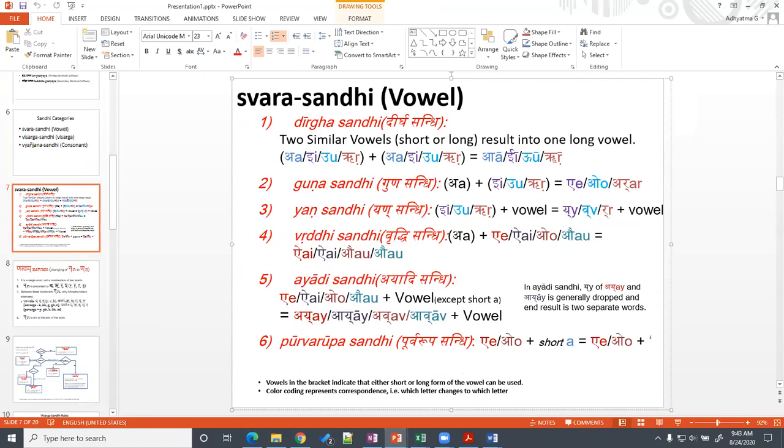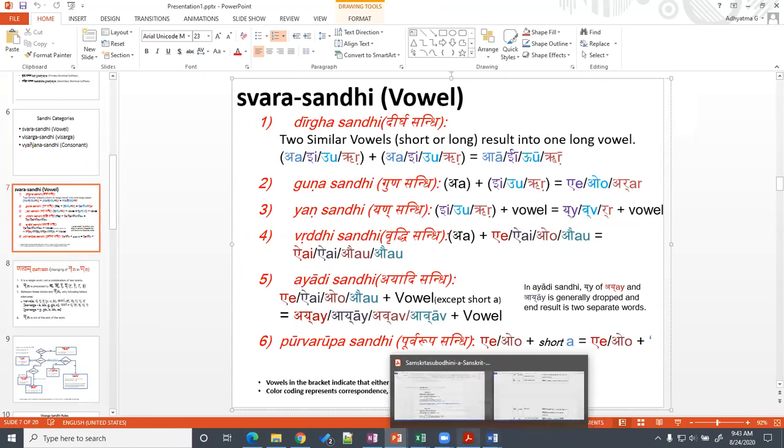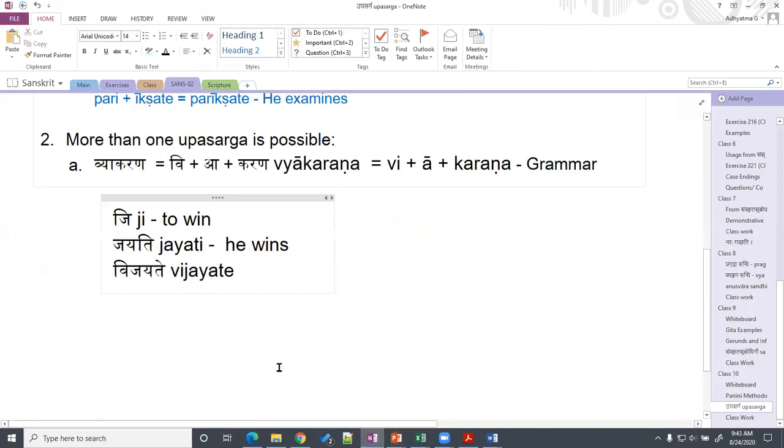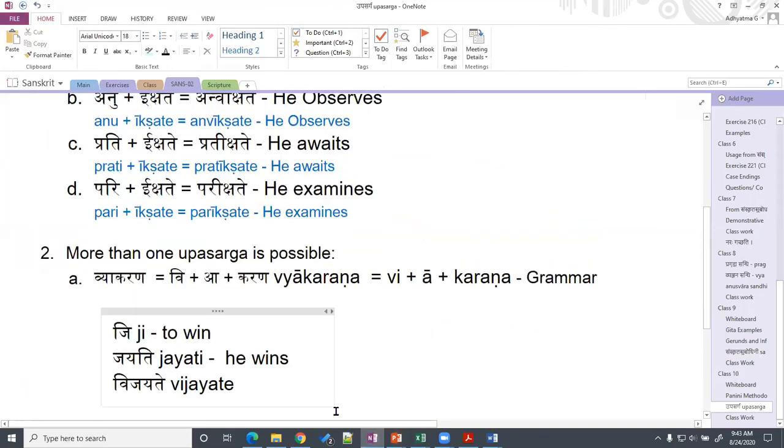What is the meaning of vijayate? Vijayate just means to win in a special way. So it is pretty much the same thing as jayati, he wins. You can say he specially wins. Or he wins in a special manner. Or he wins comprehensively. Something like that.